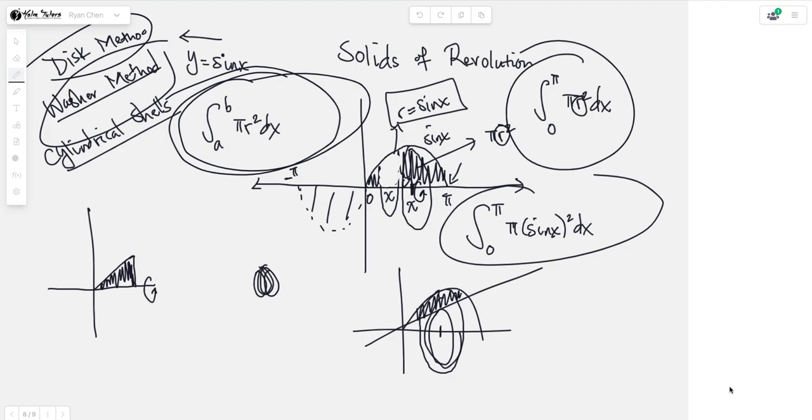Now, I did one question about y equals sine x on the one page where we're working, and there were two additional questions that I left you to try on your own. I very briefly talked about the washer method. We talked about the disk method, and the washer method is basically when you revolve an area that will create a hole in your shape.